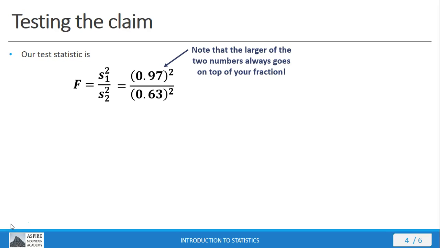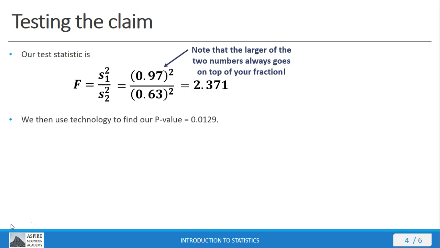The F-score is never less than 1. The way that we get that is by always putting the larger of the two numbers on top. So make sure that larger number goes on top of your fraction. Then when you divide that out, you get 2.371.